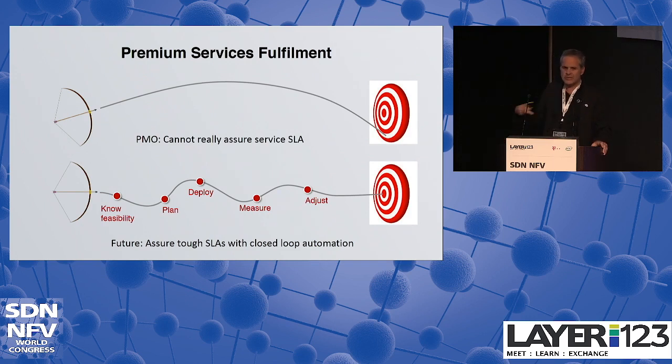So it's an active, closed loop process to assure that these services can achieve their actual promised SLAs. So in both of these cases, we're replacing an open loop, deploy and pray kind of mentality with a closed loop of accurate measurement and correction to achieve these goals.